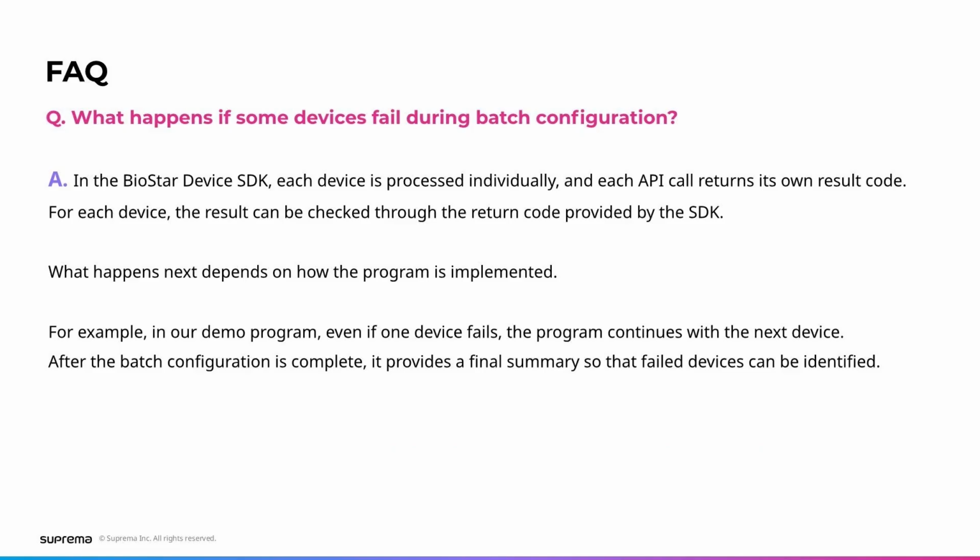The second question is, what happens if some devices fail during batch configuration? In the BioStar Device SDK, each device is processed individually, and each API call returns its own result code. For each device, the result can be checked through the return code provided by the SDK. What happens next depends on how the program is implemented. For example, in our demo program, even if one device fails, the program continues with the next device. After the batch configuration is complete, it provides a final summary so that failed devices can be identified.